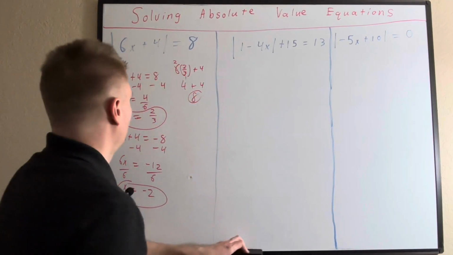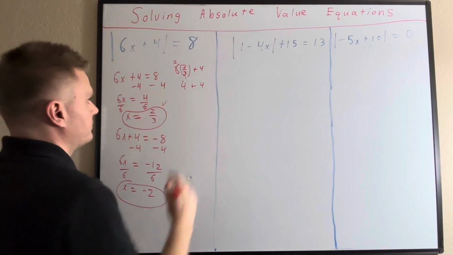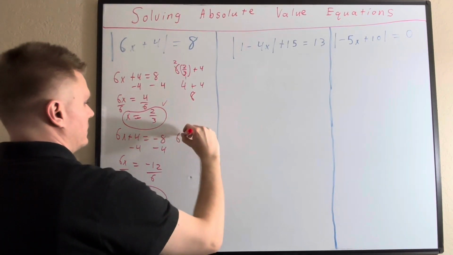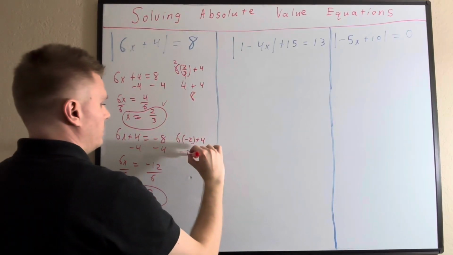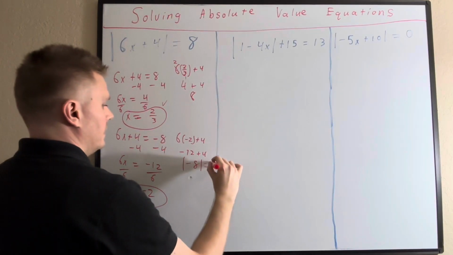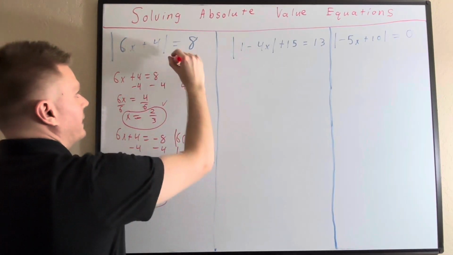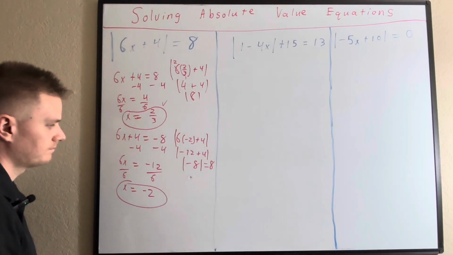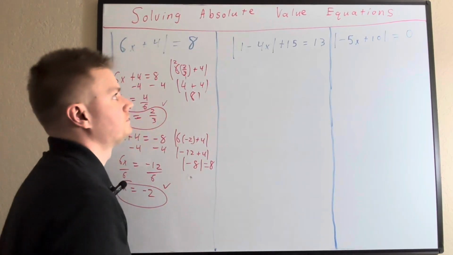So that one checks. Shouldn't circle things that aren't actually my answer. 8. Let's try negative 2. 6 times negative 2 plus 4. Negative 12 plus 4 is negative 8, which the absolute value of that is 8. Don't forget we had the absolute value around that the whole time. I always forget that. So that checks.